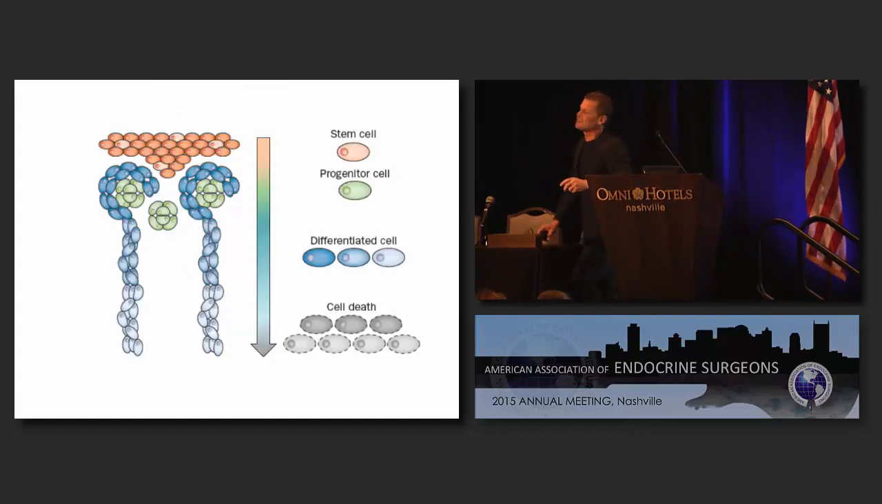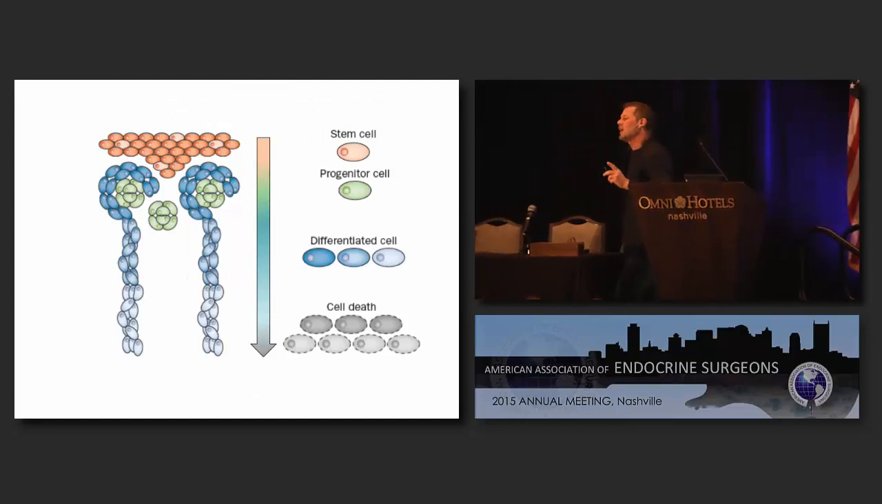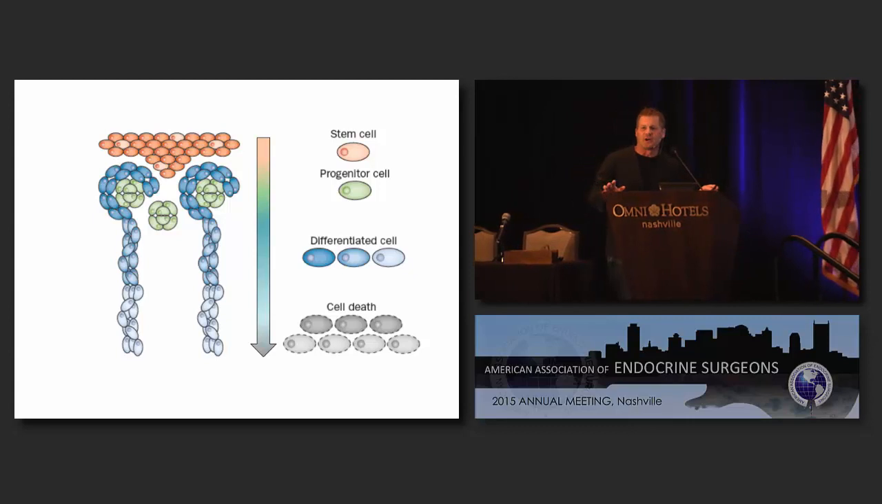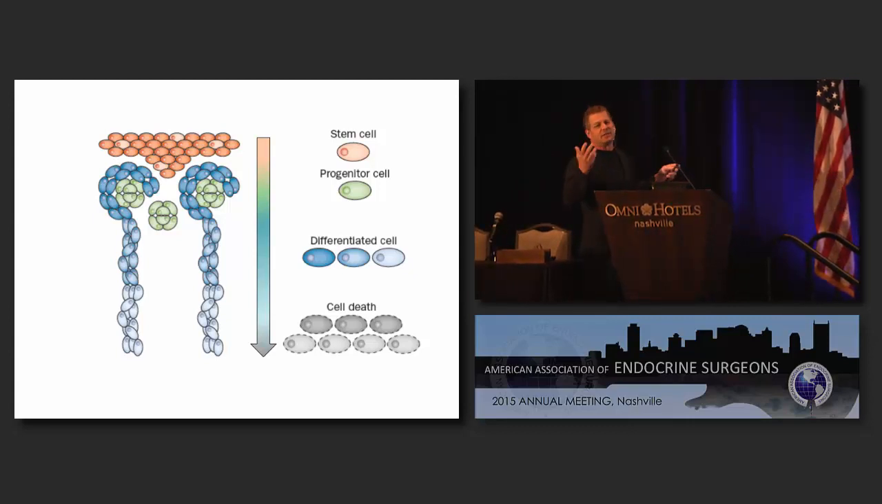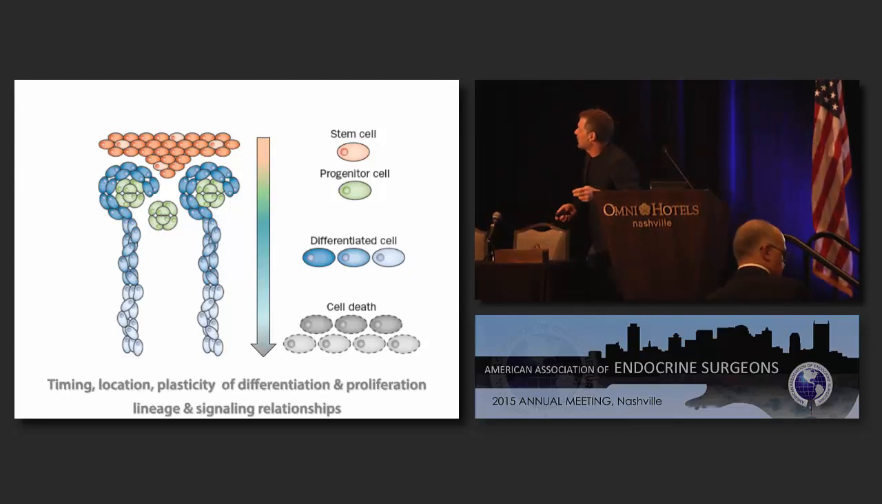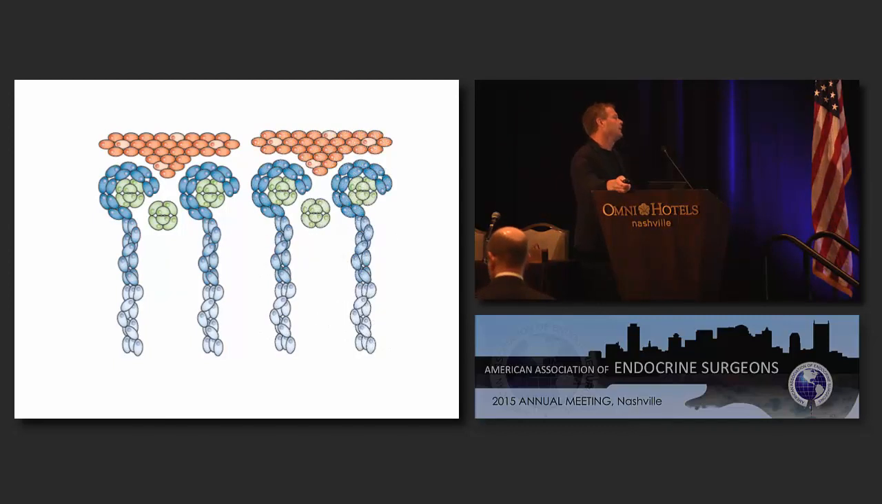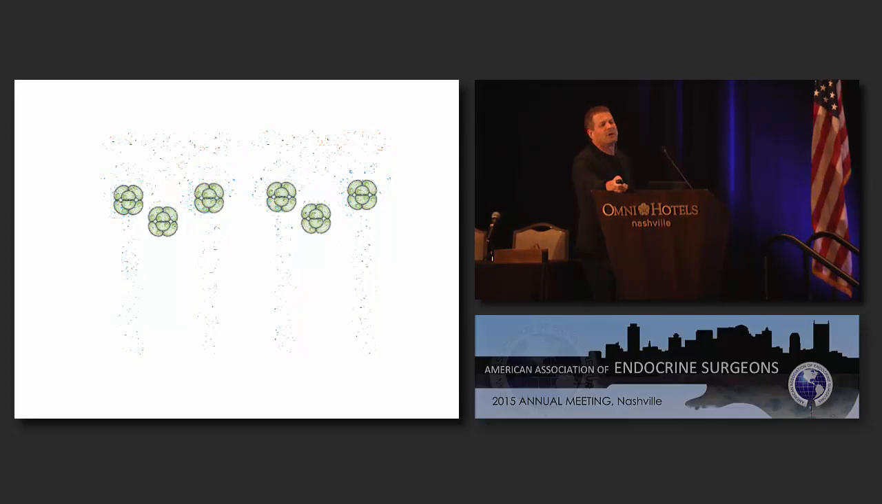And we've spent the last decade or so trying to define this process whereby a peripheral stem or progenitor cell is regulated and differentiates into the different cells of the cortex: glomerulosa, fasciculata, reticularis. And we're going to talk about that today, and specifically about the timing, location, and plasticity of these cells. I'm going to show you those cells in real time. We're going to focus particularly on these green ones, embedded really within the glomerulosa.